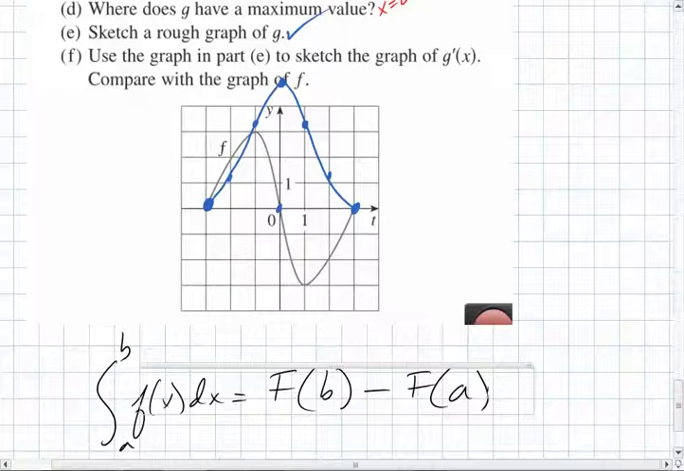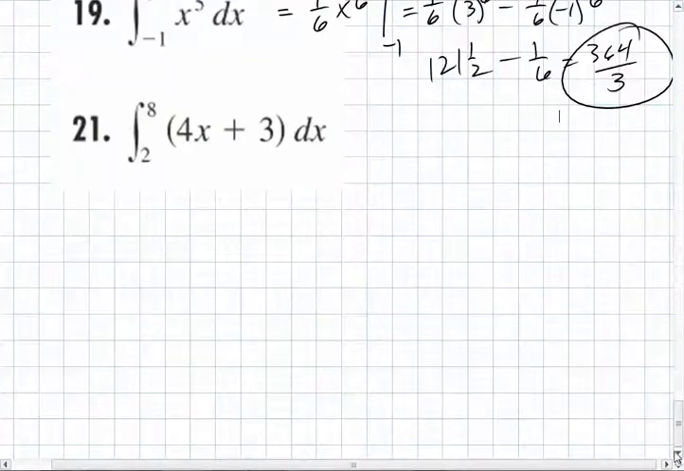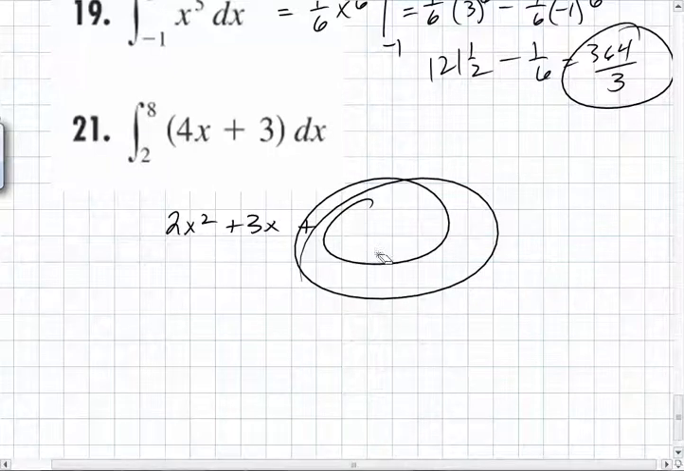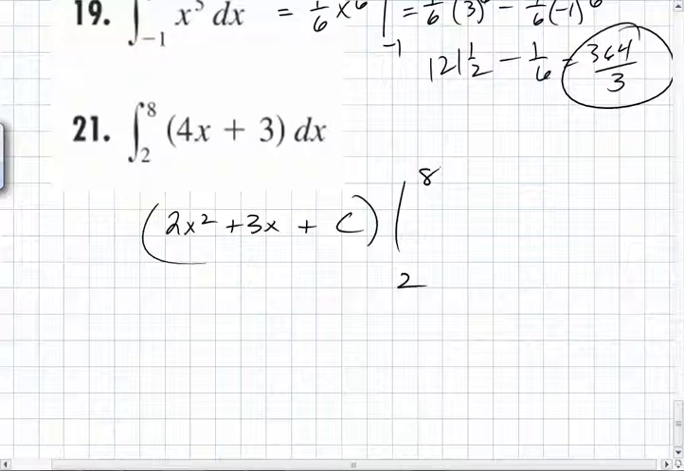The fundamental theorem of calculus part 2, this is important, is what allows you to evaluate definite integrals. What's easier for you? A little tad easier. What's the general antiderivative of 4x? 2x squared plus 3x. And what do you usually put here? Constant. Why don't we write that in? Well, because you're going to subtract it from itself. So what are you going to end up with? C minus c is always going to be 0.